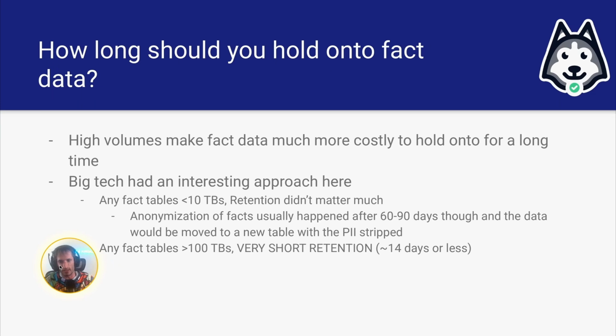Obviously, depending on the company and the budget, these rules might change. Maybe at your company, instead of 10 and 100, it's 1 and 10, or it's 100 gigs and 1 terabyte or whatever. Usually there's an order of magnitude between where you say we need to make this more efficient and we need to reduce the retention on this because the cost outweighs the benefit. And that's a big thing as a data engineer that you should be thinking about: what is the ROI for holding on to more data?